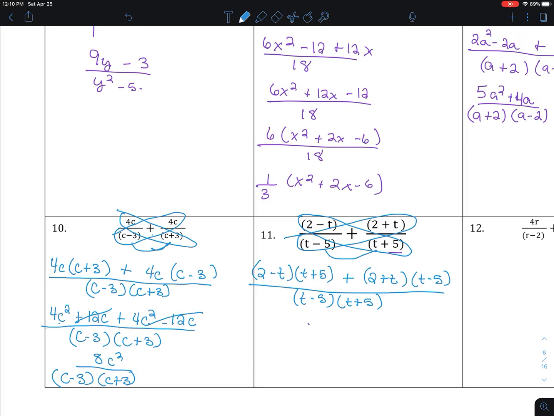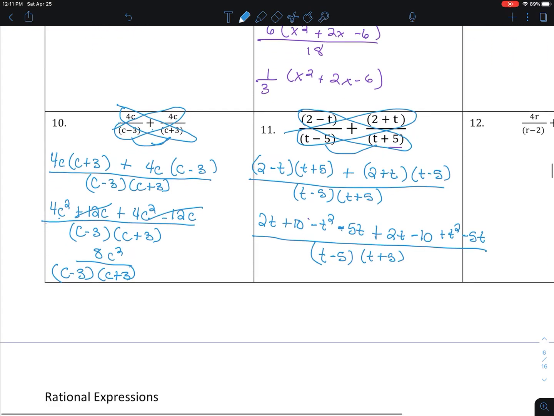Alrighty, let me see if I can multiply this out. So this gives me 2t plus 10 minus t squared minus 5t. Okay, did I do that right? 2t, 10, minus t squared, minus 5t, plus 2t minus 10, and then plus t squared minus 5t, all over t minus 5, t plus 5. If I made a mistake on there, don't send me a message. It's just a simple mistake. I know what I'm doing.